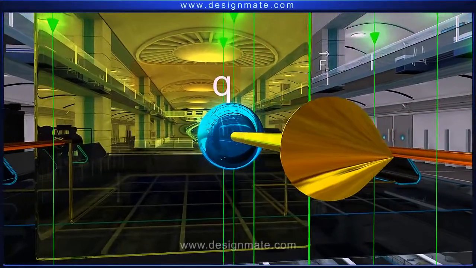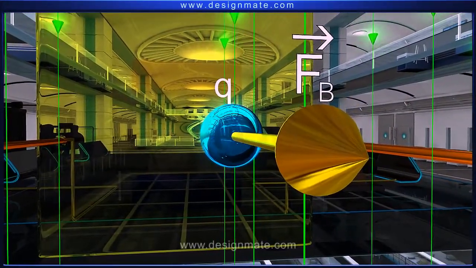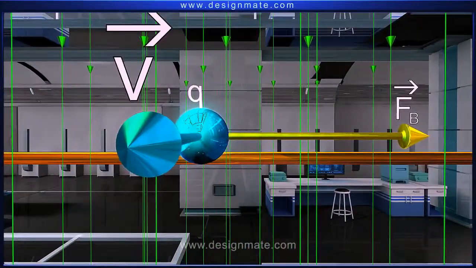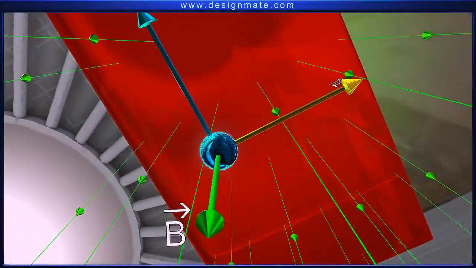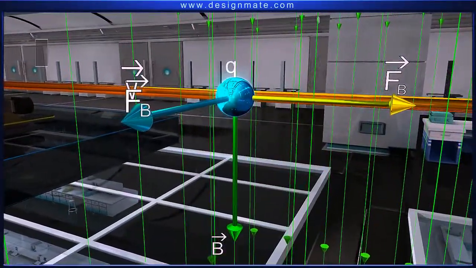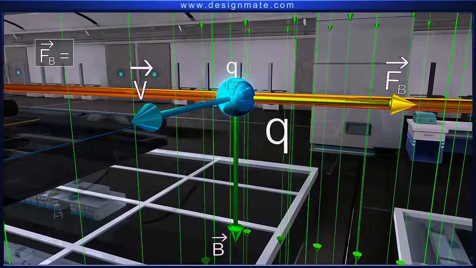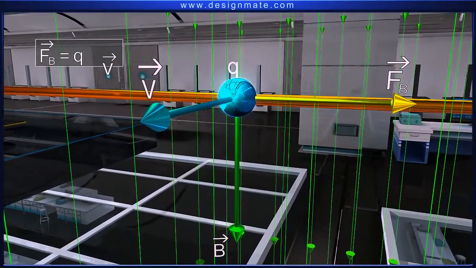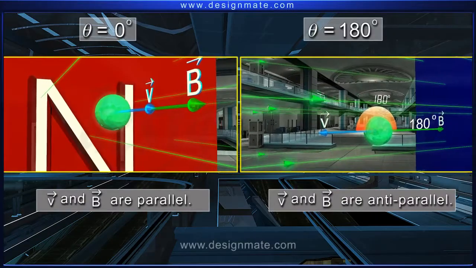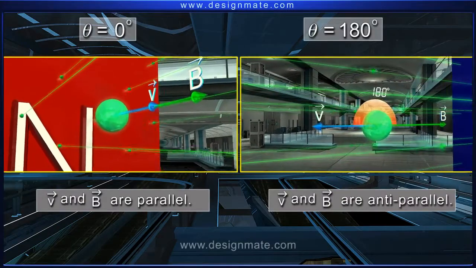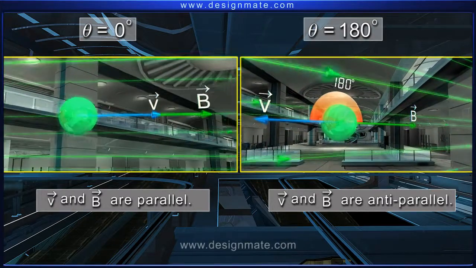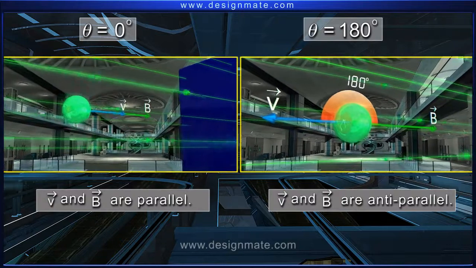The magnetic force vector Fb, which acts on a charge q moving with a velocity vector v in a magnetic field vector b, is given as vector Fb equals q times vector v cross vector b. In cases when theta equals 0 degrees and theta equals 180 degrees, the magnetic force acting on the charge is 0.